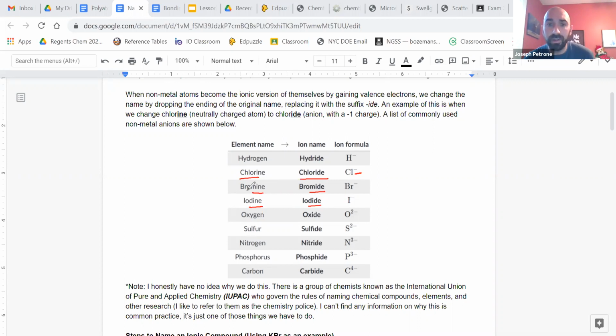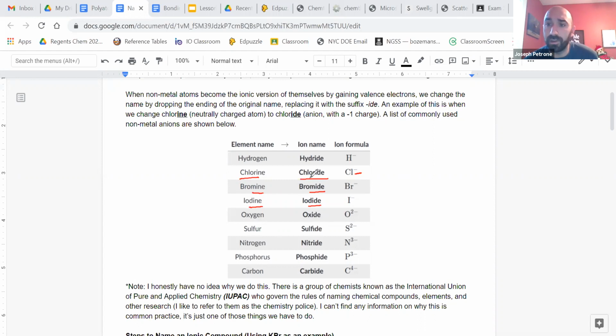Some elements, the name kind of changes a little bit more. So you have reference to this list. So keep this in your notes, write these down, do whatever you need to do with it. So like hydrogen turns into hydride. Now note, this is only when hydrogen becomes a negatively charged ion. So that's something just to keep in mind. Sometimes it is positive. Oxygen turns into oxide, sulfur, sulfide, and so on and so on. So for the most part, you'll see that they just drop the ending and go -ide.